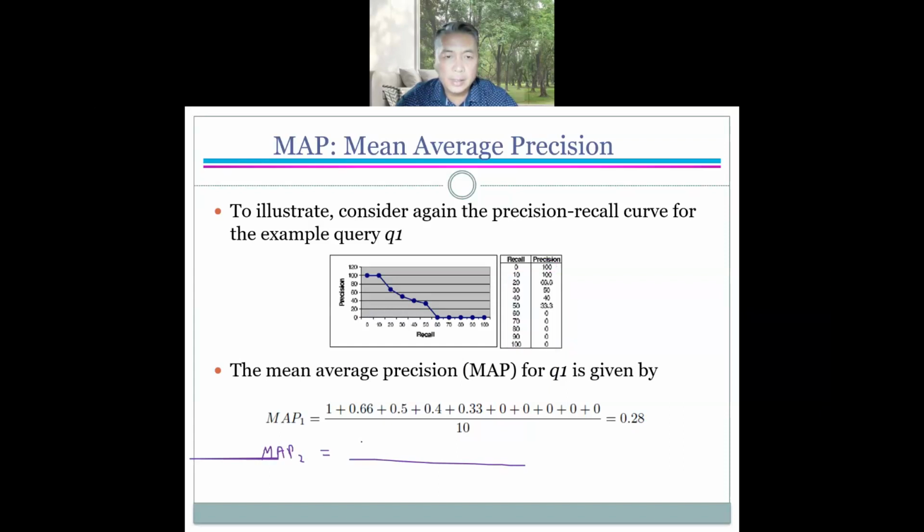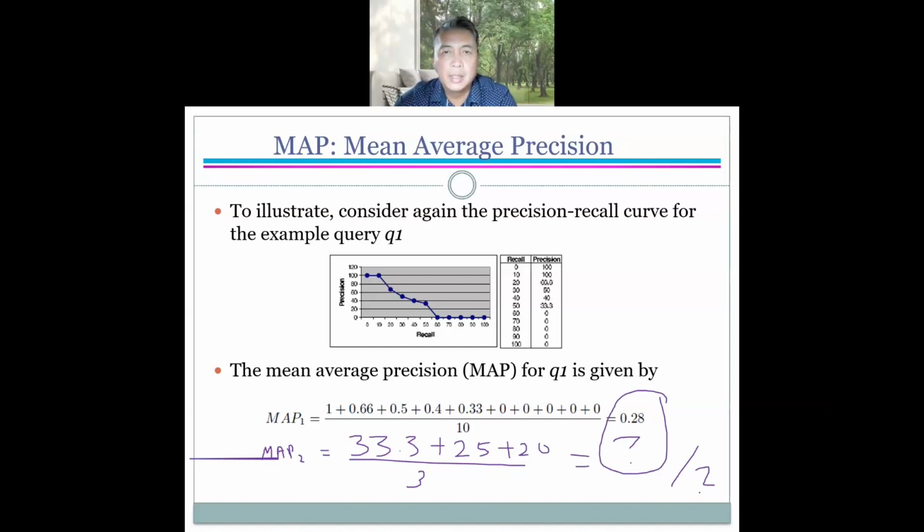So for your query 2, basically you have 33 plus 25 plus 20, and you divide by 3 because you have 3 relevant documents, so we have this number. Okay, so in order for us to find the average, we add up these 2 divided by 2.